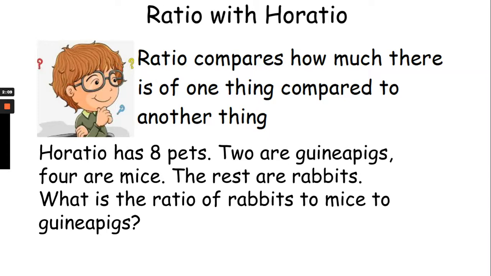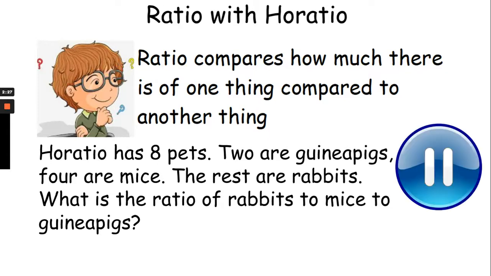Horatio has 8 pets. 2 are guinea pigs, 4 are mice. The rest are rabbits. What is the ratio of rabbits to mice to guinea pigs? Pay attention to the order for your ratio and notice we are comparing 3 different values. Alright, pause the video and have a go.